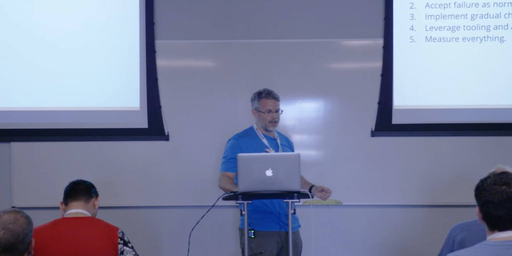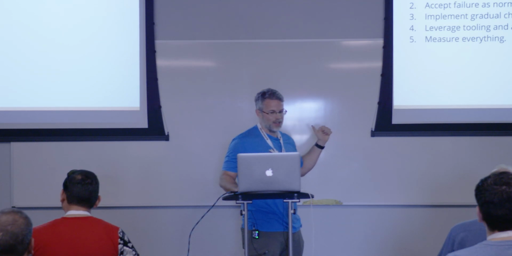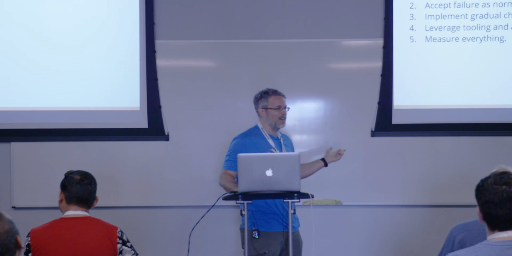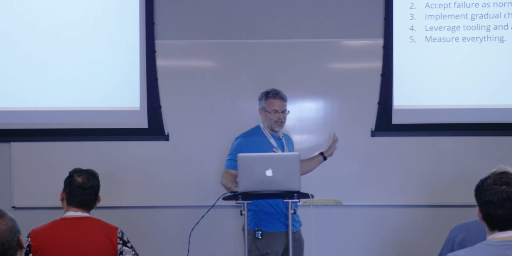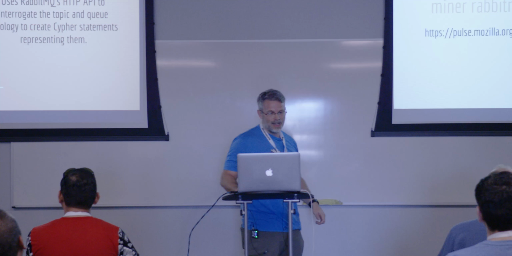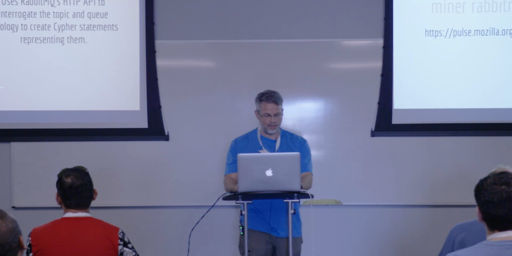So we're going to real quick revisit those. What we're interested in, after seeing all that, is reduce organizational silos, accept failure as normal, implement gradual changes, leverage tooling and automation, and measure everything. So the first thing is, again, RabbitMQ has a nice HTTP API.